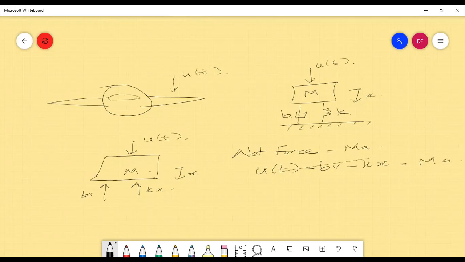And again, we can do the same thing. So ma, carry these two over this side here, plus bv plus kx is equal to U of t. So you see that we end up with the exact same equation that we started out with. Now, what I'm saying is that the second order differential equations, we can model systems using viscosity and the spring constant.